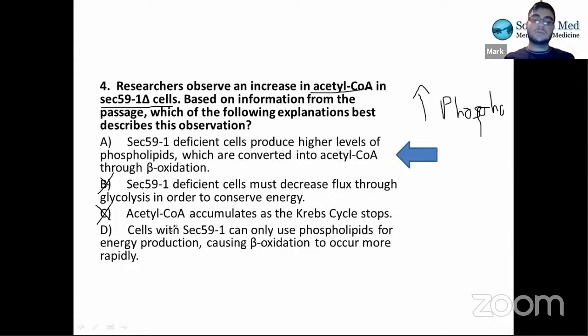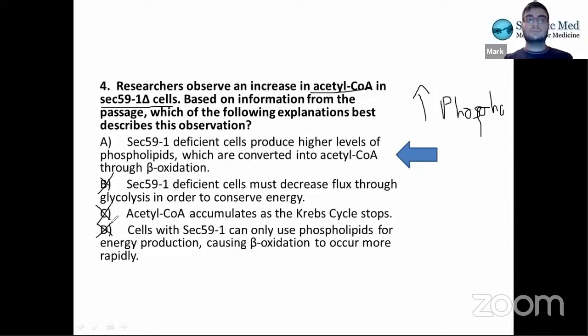And D, cells with SEC59 can only use phospholipids for energy production, causing beta oxidation to occur more rapidly. This one doesn't really make sense at all. Most cells don't only rely on phospholipids for energy production. A lot of them rely on glucose, so that's the first thing that's wrong. But even if they did, that wouldn't explain why getting rid of SEC59 and increasing the amount of phospholipids would cause beta oxidation to occur more rapidly. So it wouldn't be D.